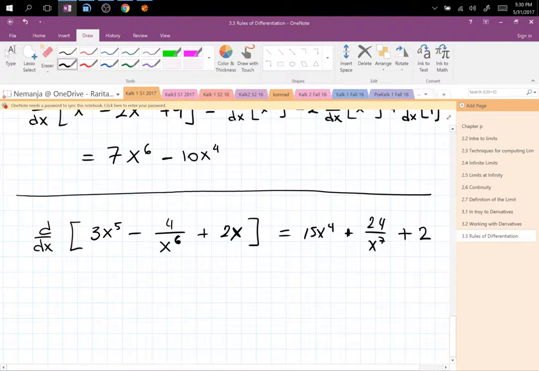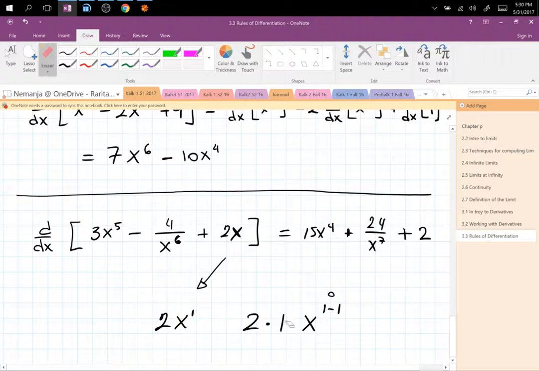So if you look at it, 2x is 2x to the first power. And when you copy, 2 times 1 times x to the 1 minus 1, which is 0. So it's actually 2 times 1, which is 2. All right, cool. So we have that so far.